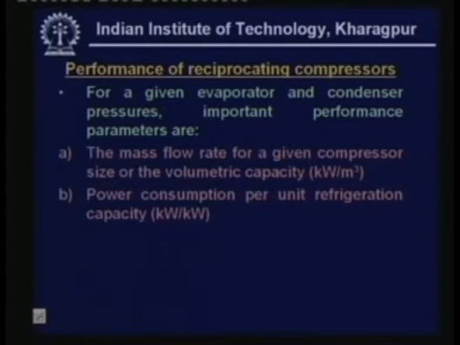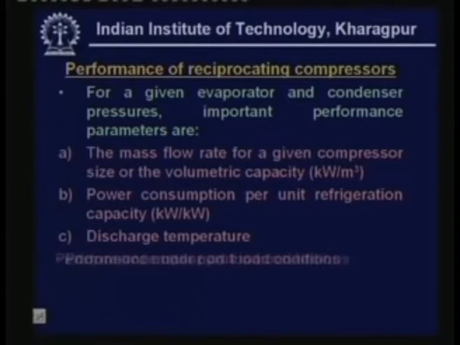The second important parameter is the power consumption per unit refrigeration capacity, expressed in kilowatt of power consumption per kilowatt of refrigeration capacity. This is the inverse of your COP. Then the third important parameter is the discharge temperature of the refrigerant at the compressor exit. The fourth important performance parameter is how the compressor performs under part load conditions. So these are the four important parameters of any refrigerant compressor.